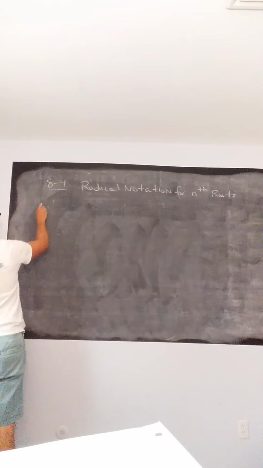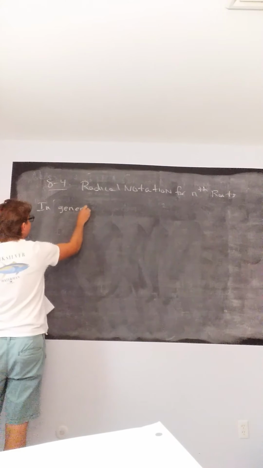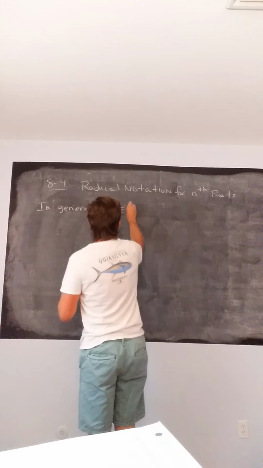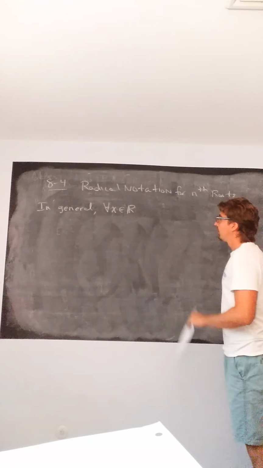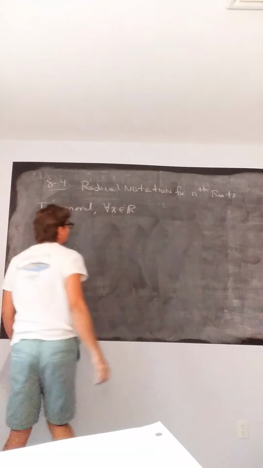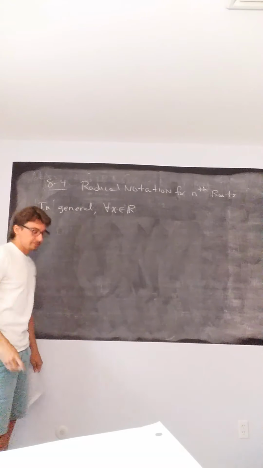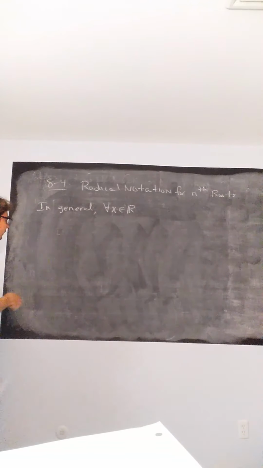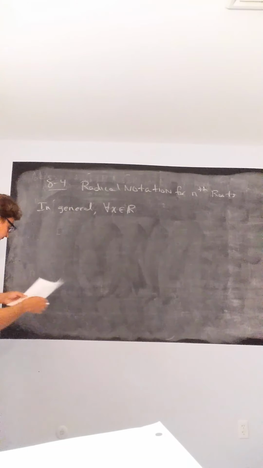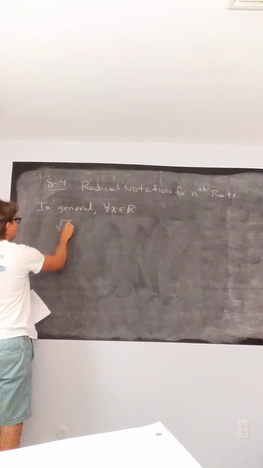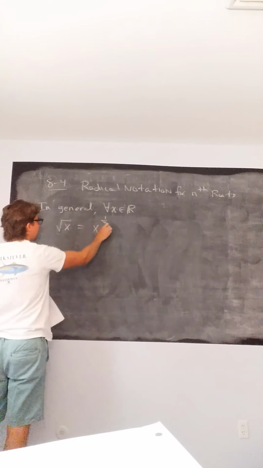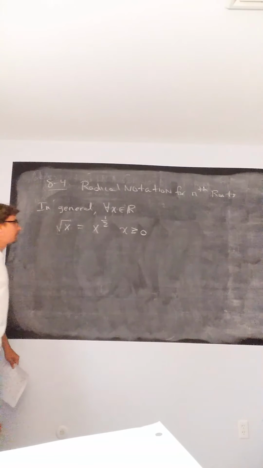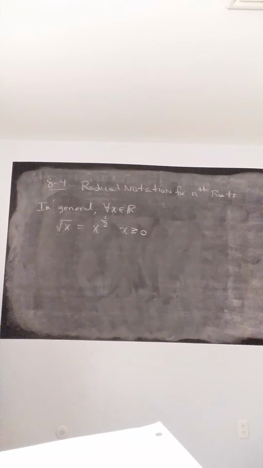So in general, for all real x, right? Of course, we're going to have restrictions because, for example, you can't have negative numbers under the square root. But for all real x, we have the following ideas. We have that the square root of x means we have x to the 1/2 power, again, provided that x is greater than or equal to 0, we have to assume that, right?